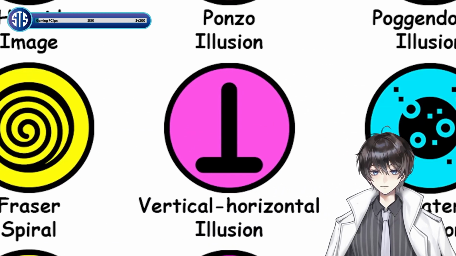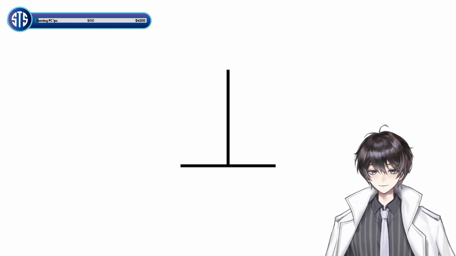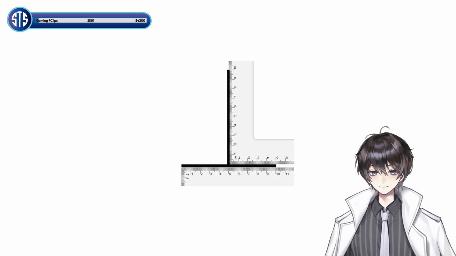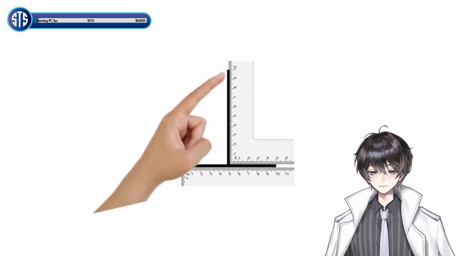Vertical horizontal illusion. Which one of these two lines is the longest one? Neither of them. They're both the same length. If you guessed that the vertical one was longer, you've been tricked.